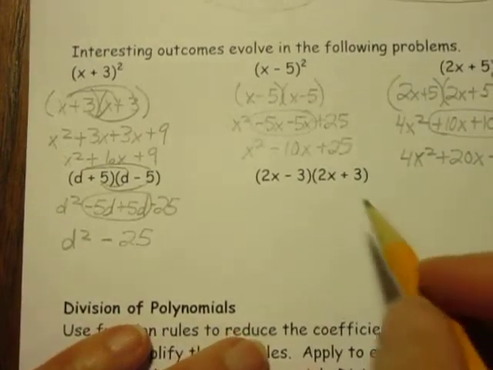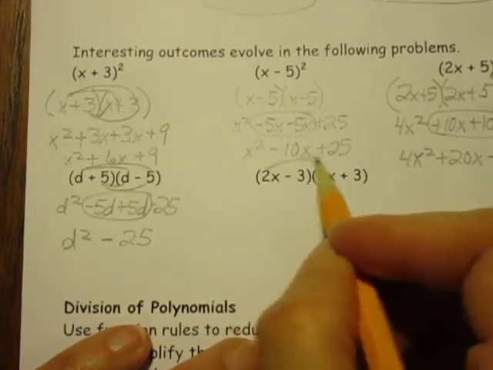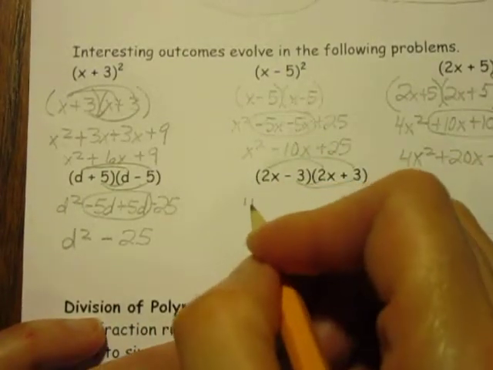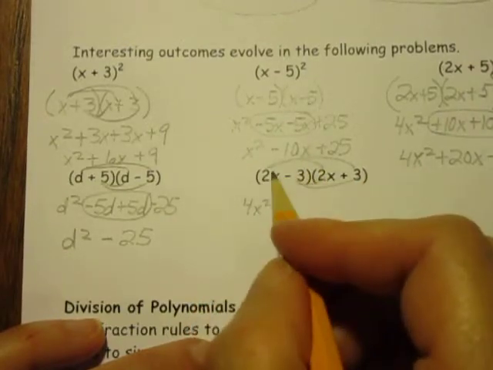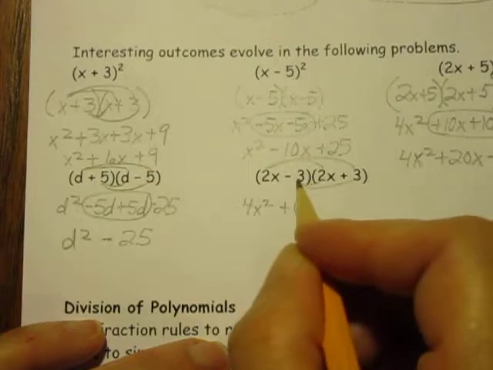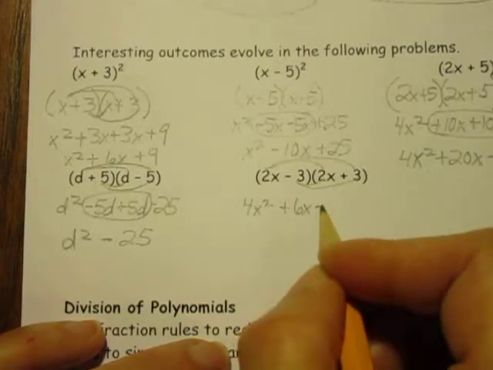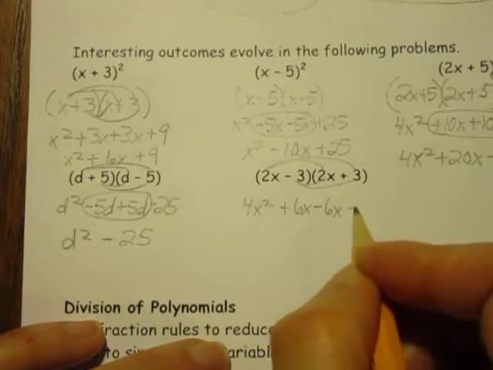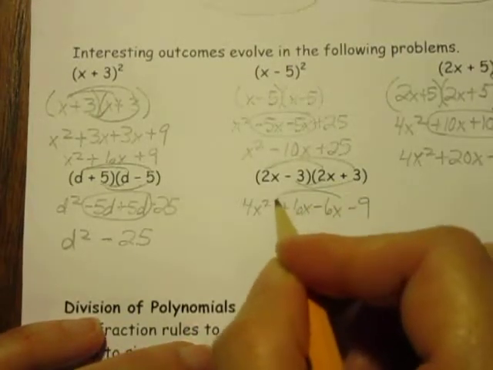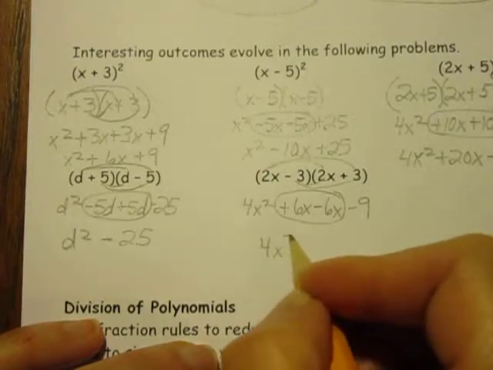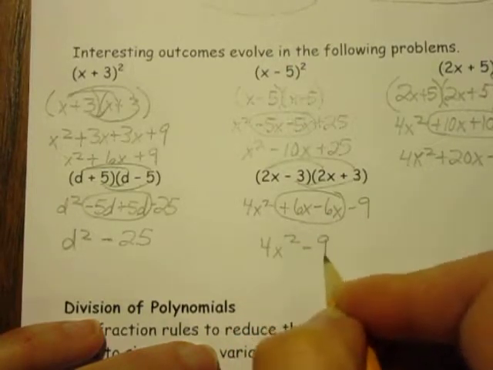Let's see if it happens over here. So 2x times 2x is 4x squared. 2x times 3 is positive 6x. Negative 3 times 2x is minus 6x. And negative 3 times positive 3 is negative 9. Same thing happens. The middle terms are going to cancel each other out. And I'm left with 4x squared minus 9.